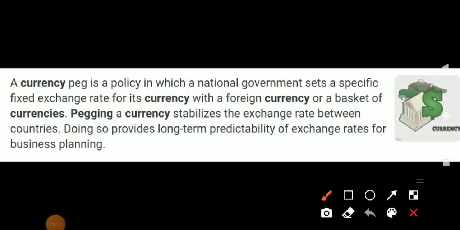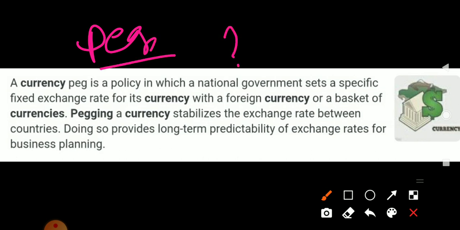Something, what do we mean by the currency peg? So when a country, now the currency, they are using the term pegging of the currency. So what do you mean by that pegging of currency? So here is the meaning.